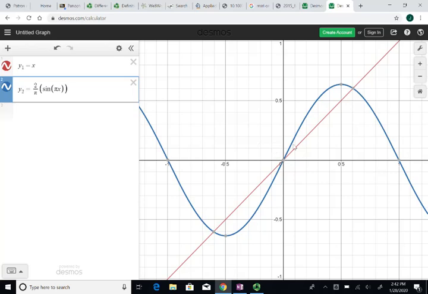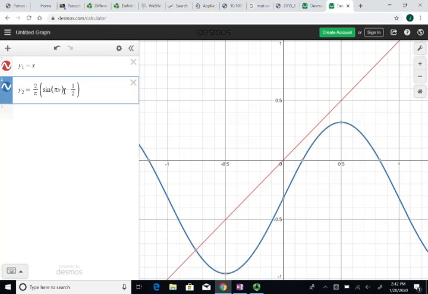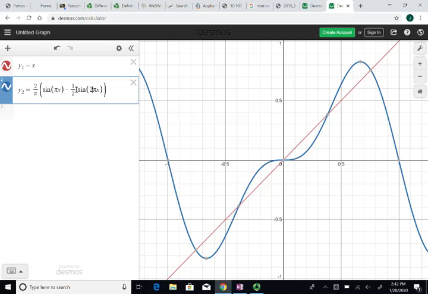So you see the approximation is not great. That's not a good approximation, so let's add more terms. We got minus 1/2 of sine of 2 pi x. Okay, so you see that's better. This is approaching the line.